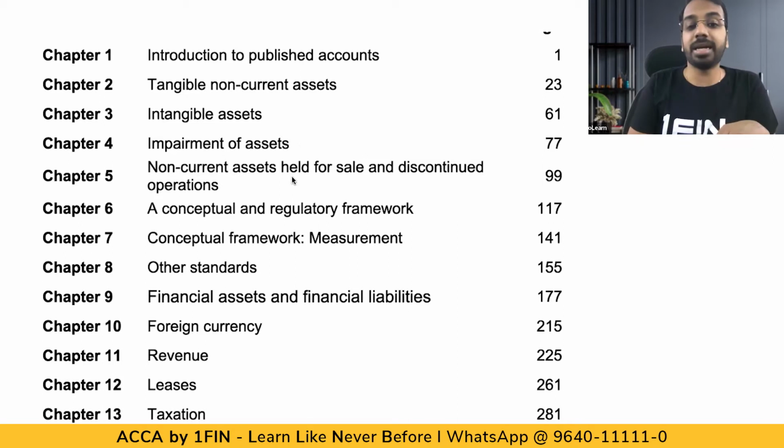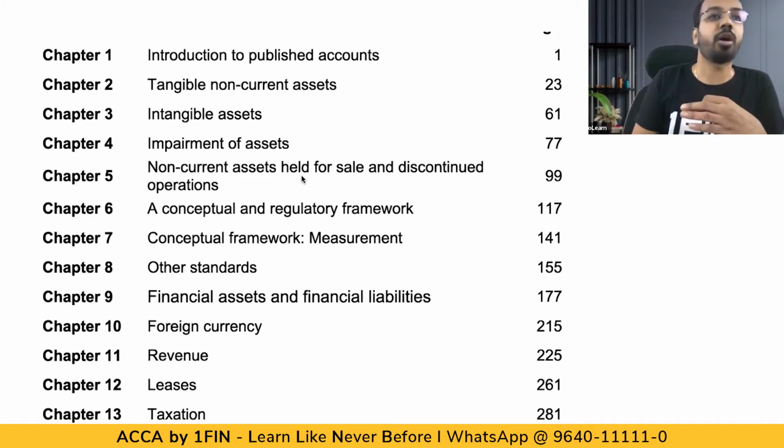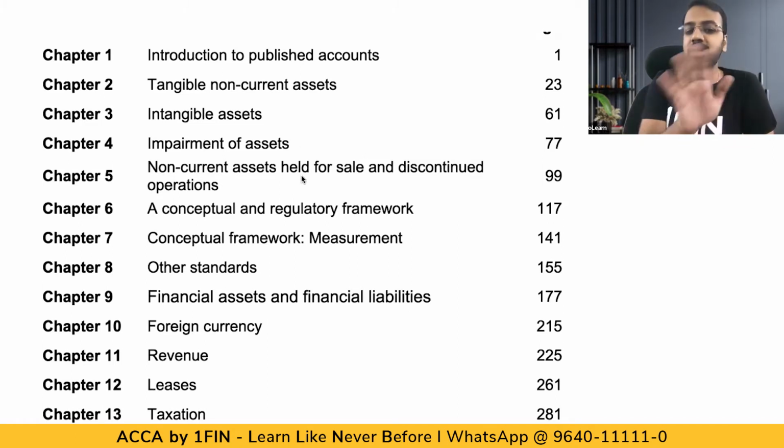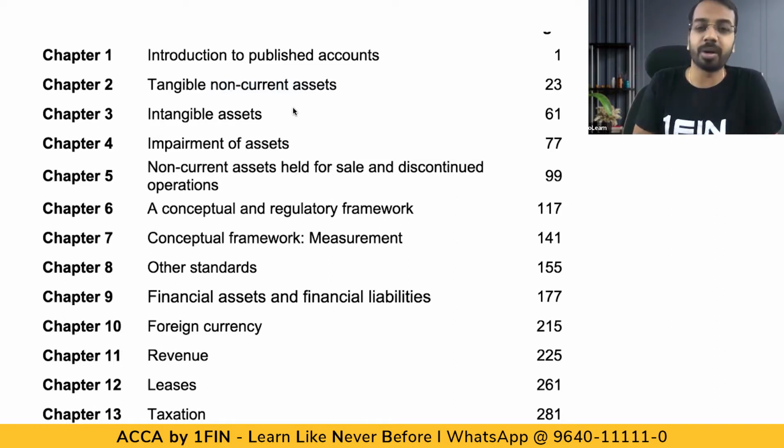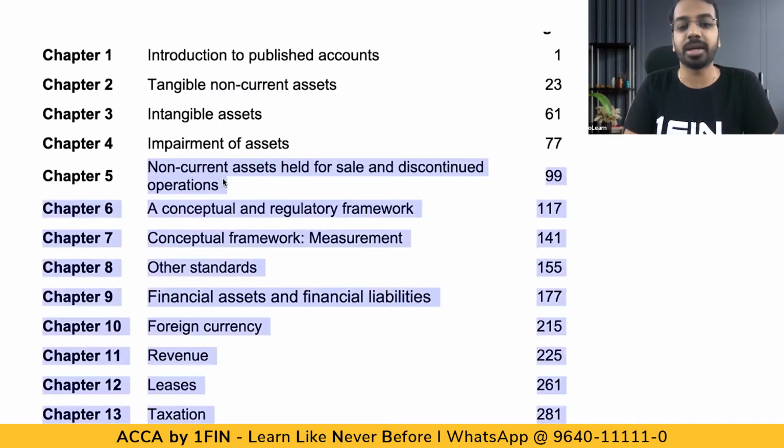Then we have non-current assets held for sale and discontinued operation. Now this aspect will cover a non-current asset, say for example a property, plant and equipment item, a plant and machinery item, a vehicle. After it has been used, if I want to sell it, if I want to keep it aside for sale, how should I do the accounting is covered in this topic.